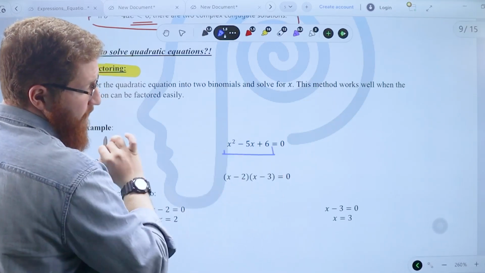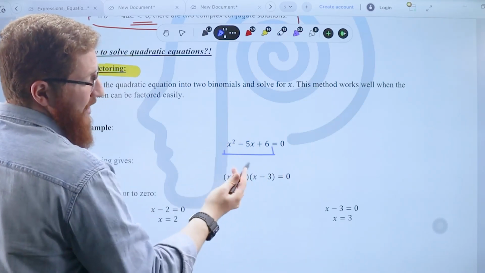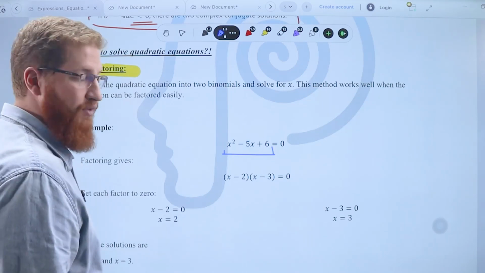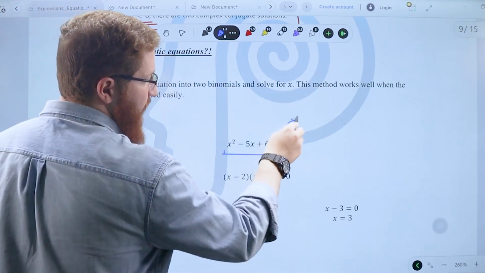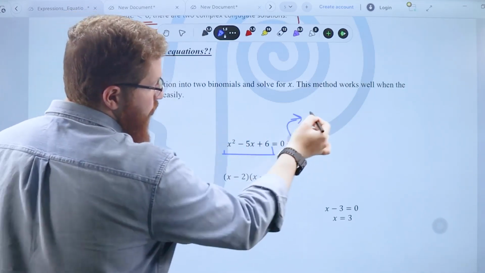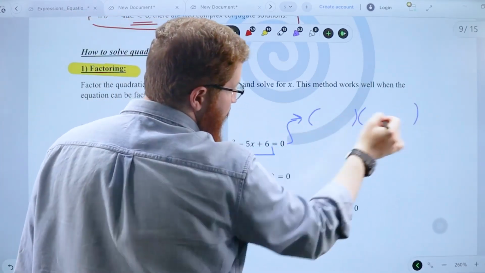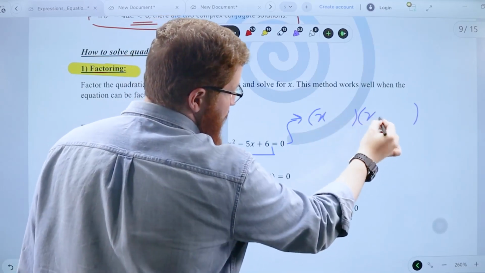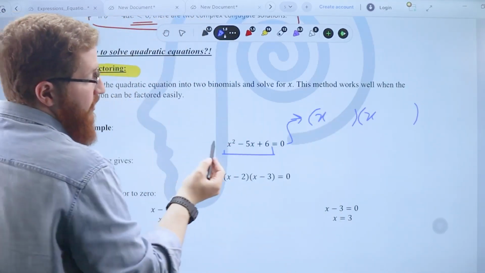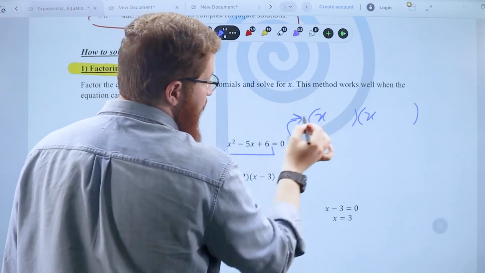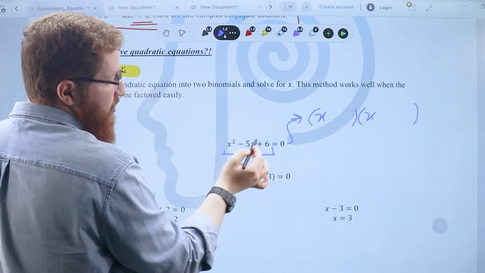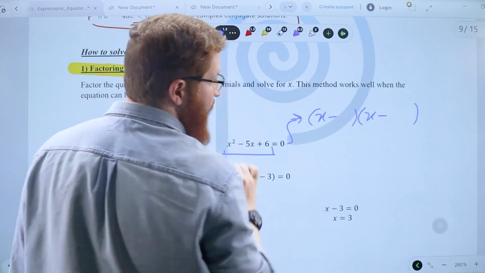We have this equation. If I want to write this equation as two brackets multiplied by each other, how do I do that? There is a rule for this. First of all, I have x squared, so I have two brackets, x and x. Then one negative, one positive. Since this is positive and this is negative, they both have to be negative.